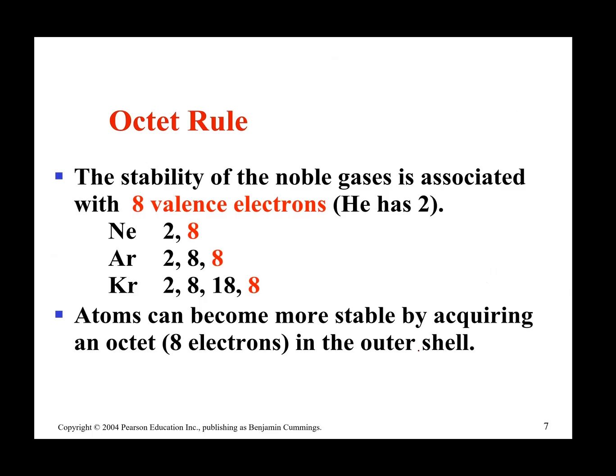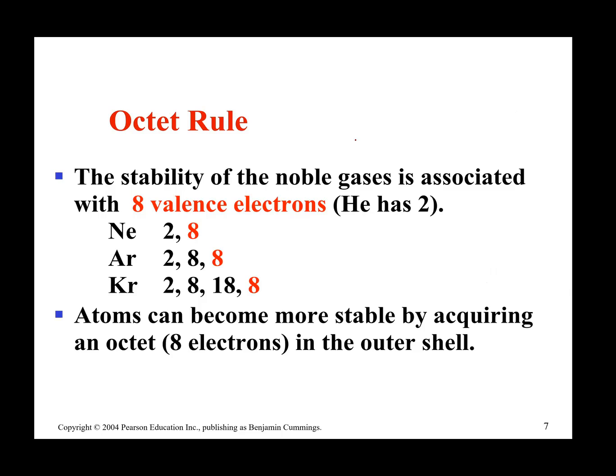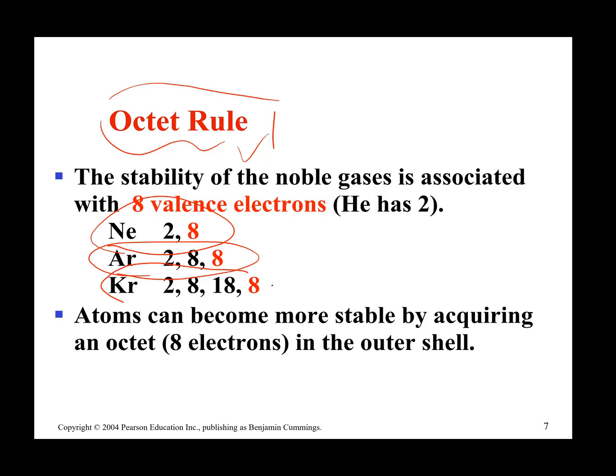Again, one of the rules of stability which makes substances react together is to get the stability of the octet rule. Neon has 8 electrons in the outer shell, it is stable. Argon has 8 electrons in the outer shell, it's stable. Krypton has 8 electrons in the outermost shell. These are all stable because of the octet rule. They are not reactive. They are happy as they are.